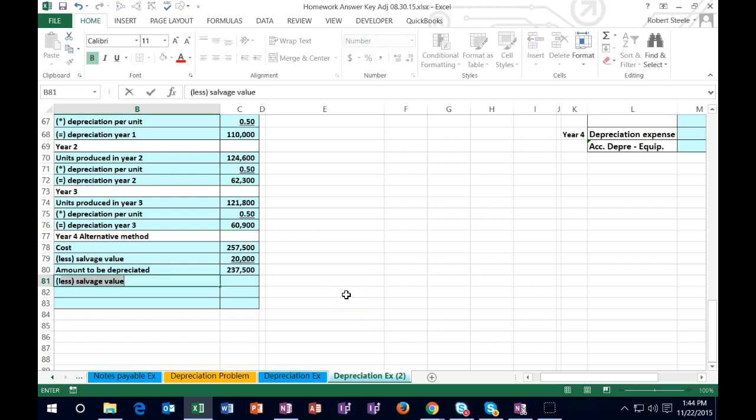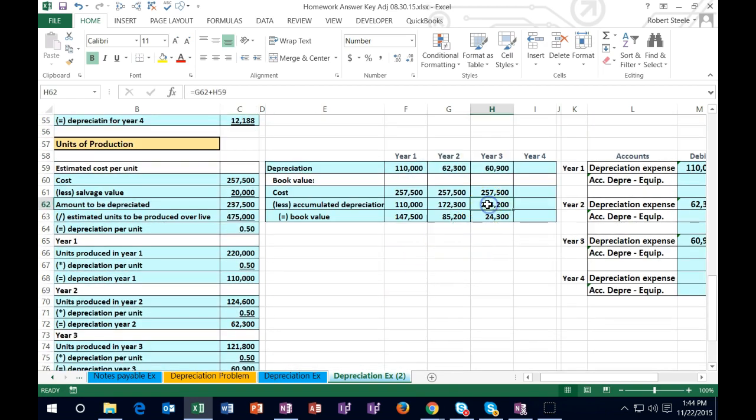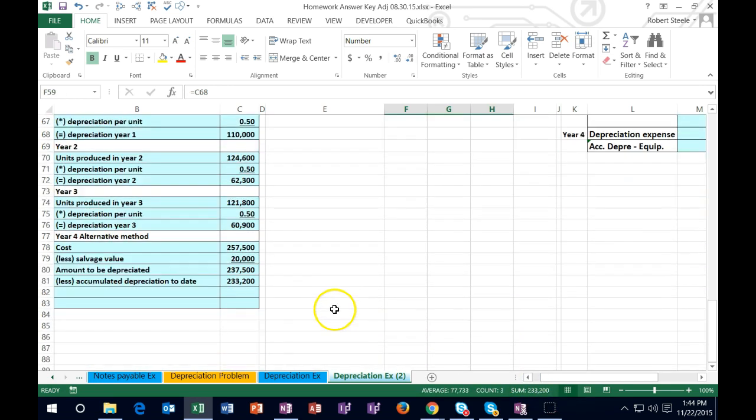So I'm going to say less accumulated depreciation to date, right, before this calculation. And we could get that from here, or I could calculate it this way. We could say it's the depreciation from year 1's depreciation expense plus year 2's depreciation expense plus year 3's depreciation expense, and we get the 233.2. It's also this number here that we calculated in our table, or the sum of the depreciations this way, the 233.2 calculated in that fashion.